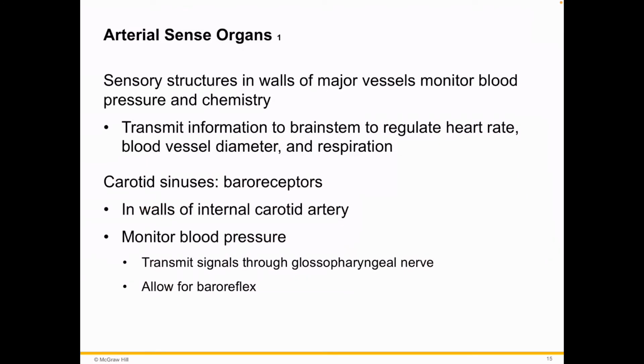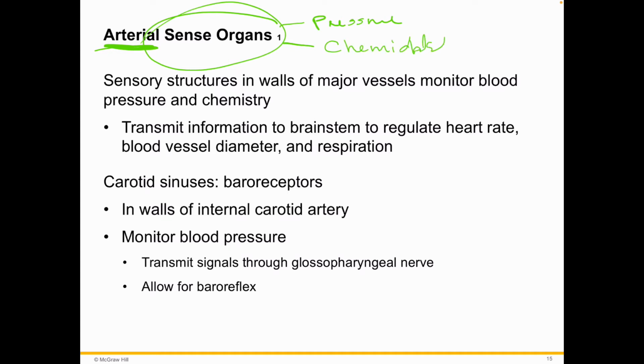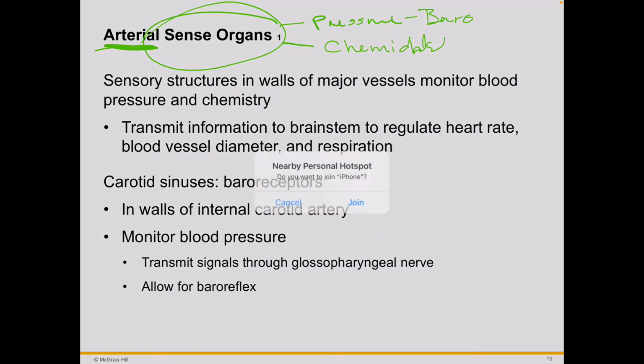What's important to understand is that within the blood vessel walls, specifically arterial, there are sensory organs. These sensory organs are going to sense pressure and chemicals. The pressure ones are the baroreceptors.